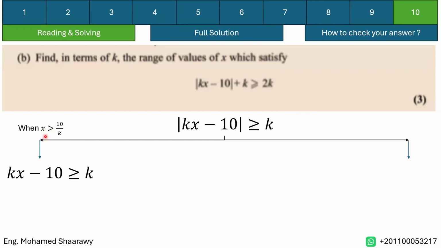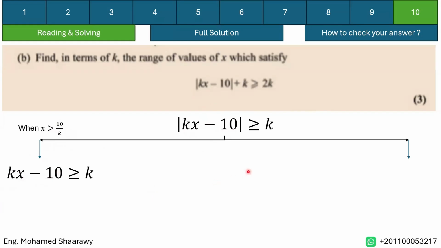So first you assume that x is greater than the root of the absolute. What will be the value of the absolute, positive or negative? So for example, if x is greater than 10 over k, and you replace this x by a value greater than 10 over k, will the value inside the absolute be positive or negative? It will be positive. So that's why I removed this absolute and replaced it by a positive kx minus 10.